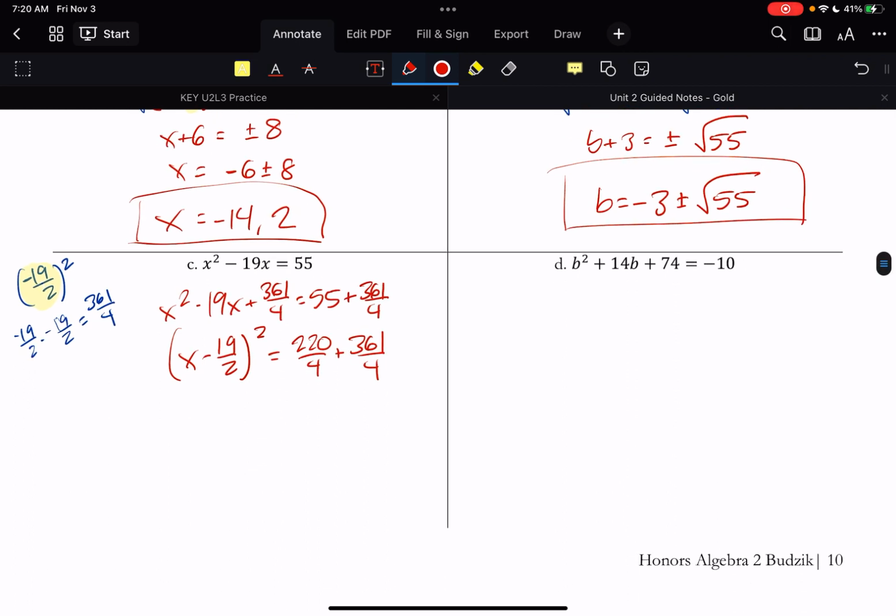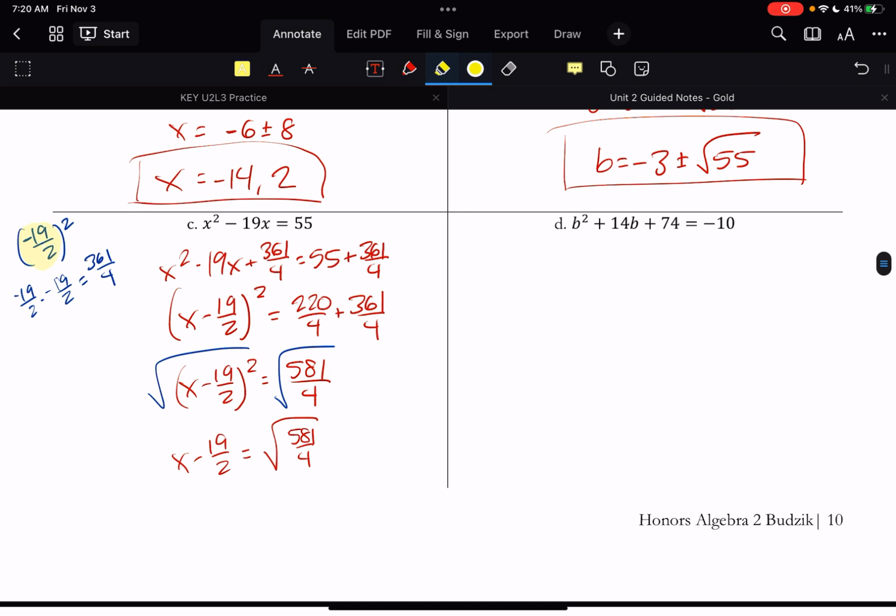So I can go ahead and write that as one fraction if I want to. So I have (x minus 19 over 2) quantity squared equals 581 divided by 4. And then we solve just by taking square roots. So square root of both sides. X minus 19 over 2 is going to equal the square root of 581 over 4.